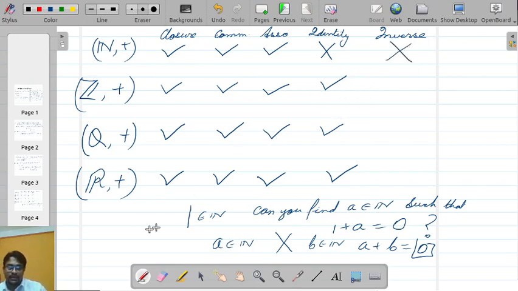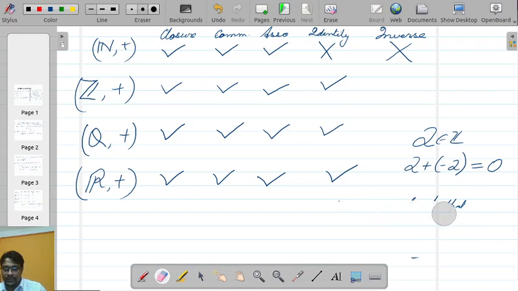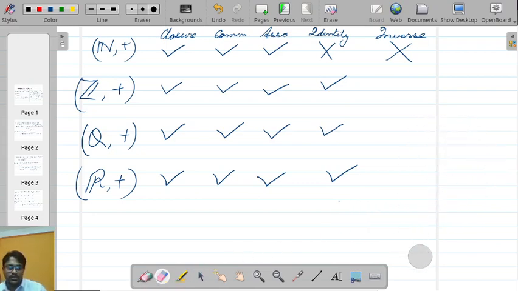But in Z, if you are given, say, 2, then which element of Z added to 2 gives you the result 0? Immediately you will say this is -2. 2 plus -2 will give you 0. -2 is also an integer, right? So in the set of integers this is possible. Given any integer, there exists another integer whose sum with that integer is 0.